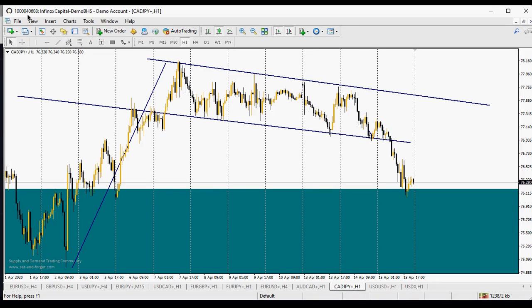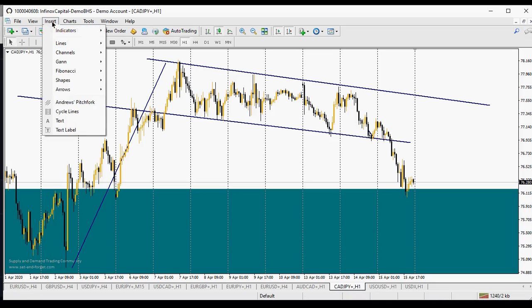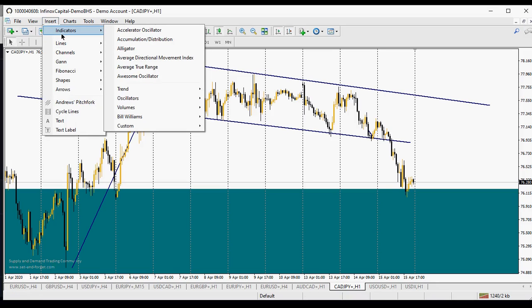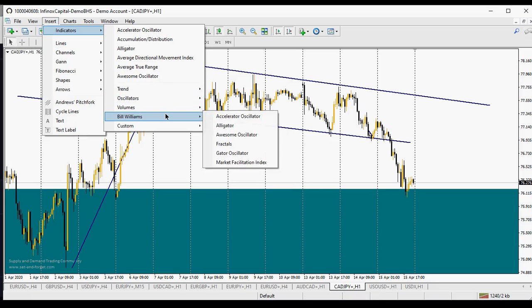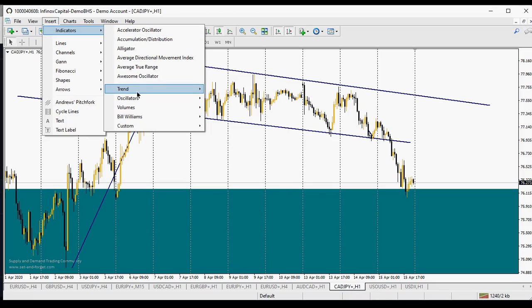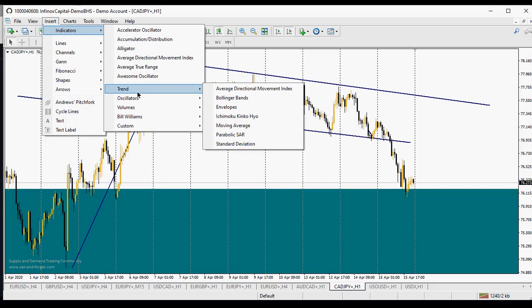Okay, how do you get indicators? If you go to Insert on your MT4, you see indicators there. There are a lot of indicators. These ones are default indicators on the MetaTrader 4. However, you can also install indicators by yourself. Many people have made different indicators that suit their own purpose and trading style. You can get millions of indicators on the internet, depending on what they do.